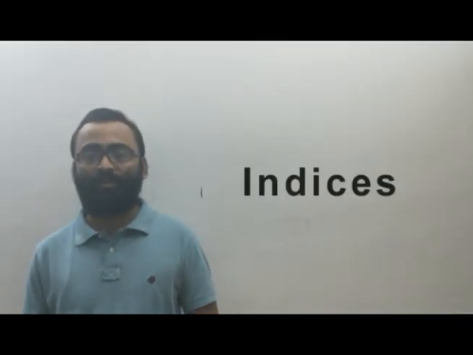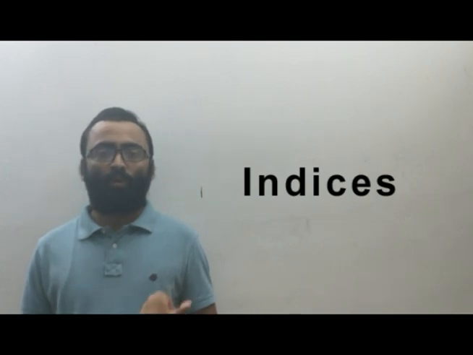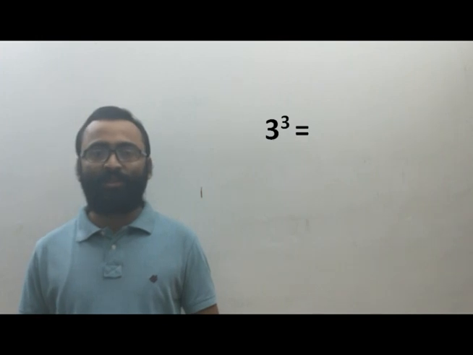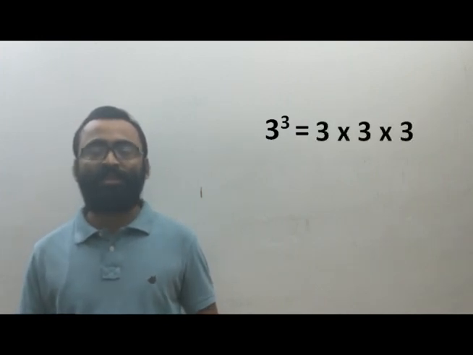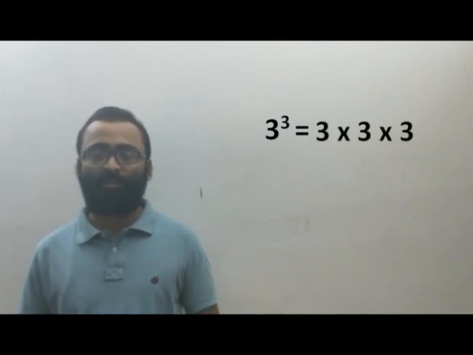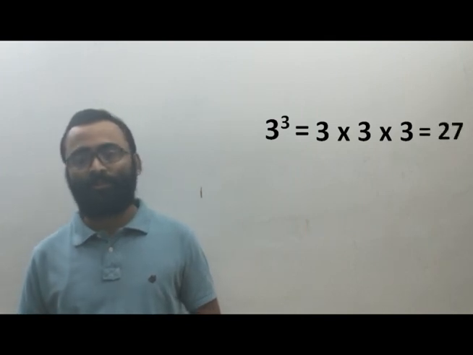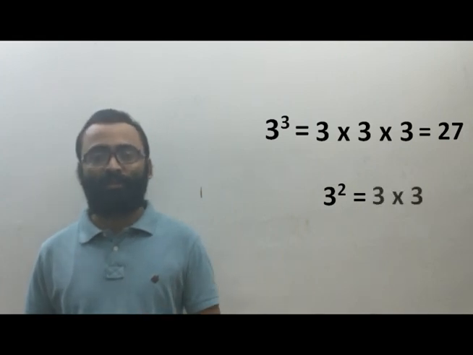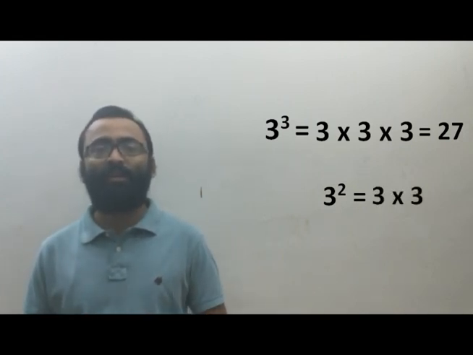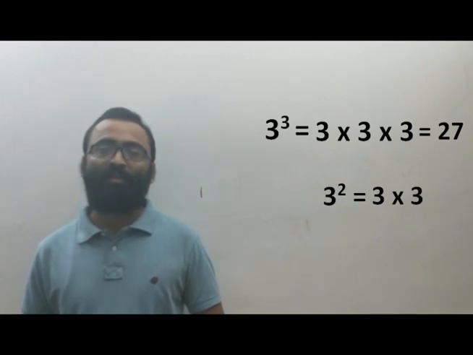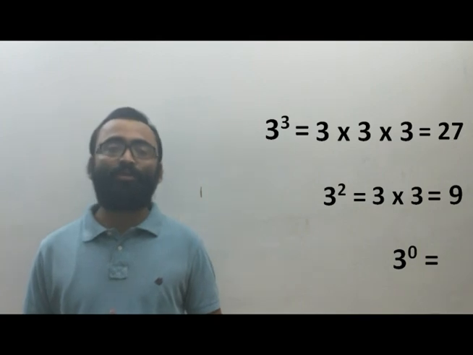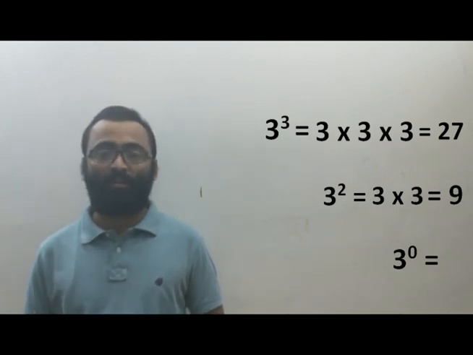So we all have the basic idea of indices, right? That means we all know what is 3 cube, 3 to the power 3. It is 3 into 3 into 3. 3 is getting multiplied 3 times, and that is equal to 27. What is 3 square? It is 3 into 3. That means 3 is getting multiplied 2 times, that is equal to 9. And what is 3 to the power 0? Anything to the power 0 is 1.